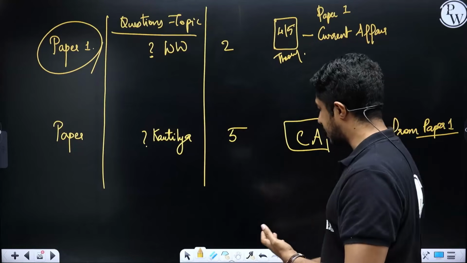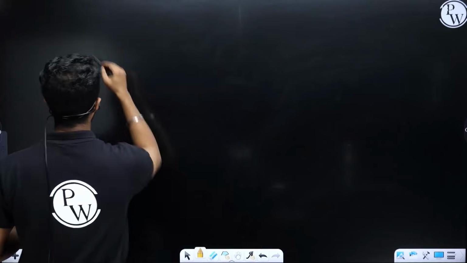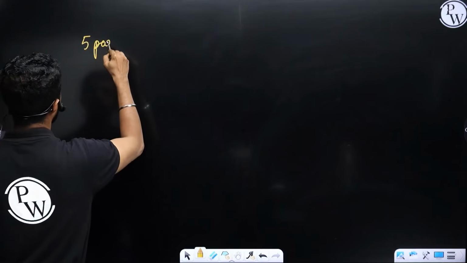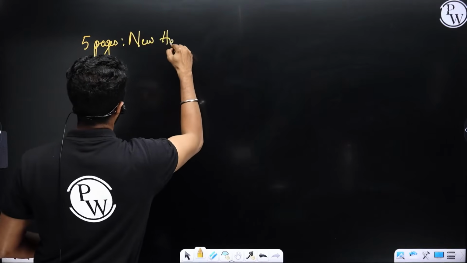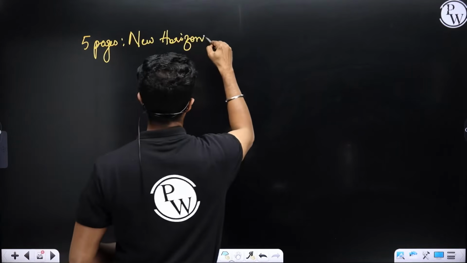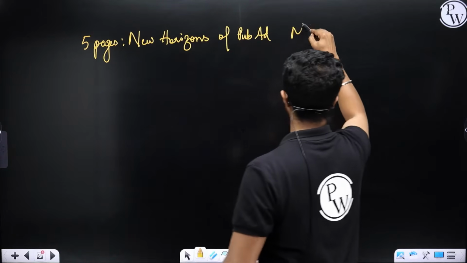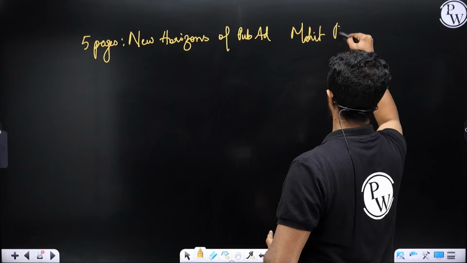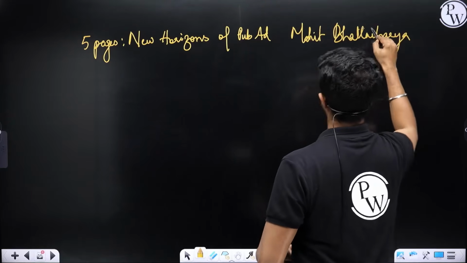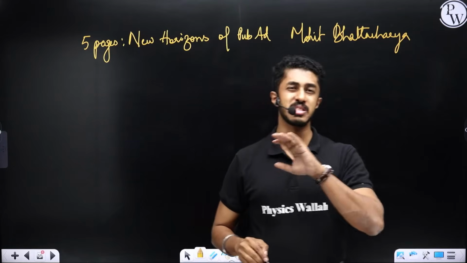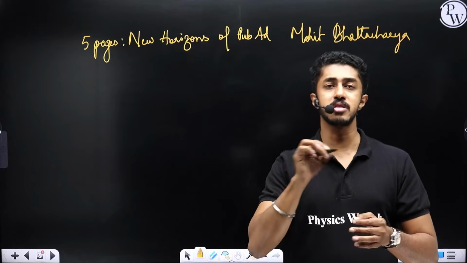When you're studying it, one thing I want you to do, on a regular basis, daily, at least 5 pages, is read New Horizons of Public Administration by Mr. Mohit Bhattacharya. I only want you to read it. I don't want you to study it. I don't want you to mug it up, nothing. If you find some interesting points, just underline them.